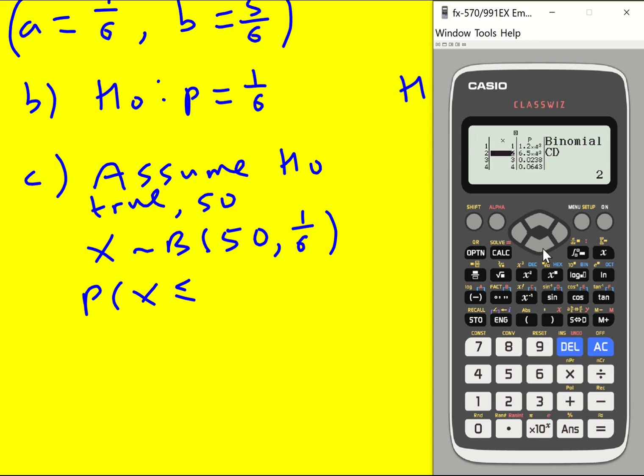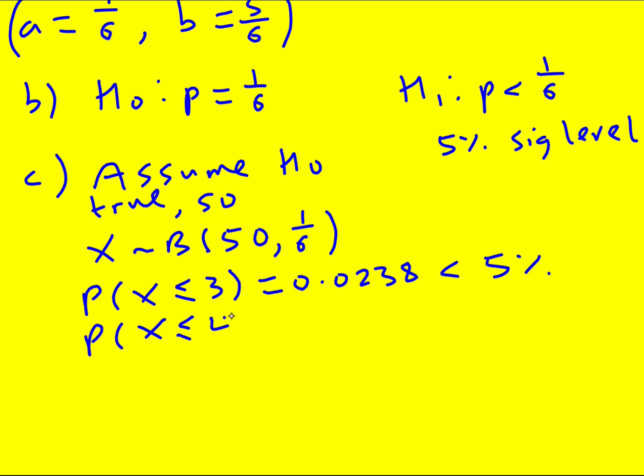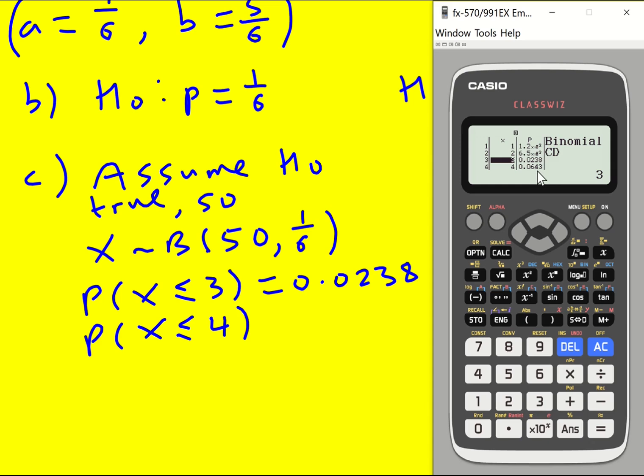It's very small, the cutoff. We see the probability that X is less than or equal to 3 is 0.0238, which is less than 5%, or 0.05. Whereas the probability that X is less than or equal to 4, always write the 2 values in between the cutoff, is 0.0643.